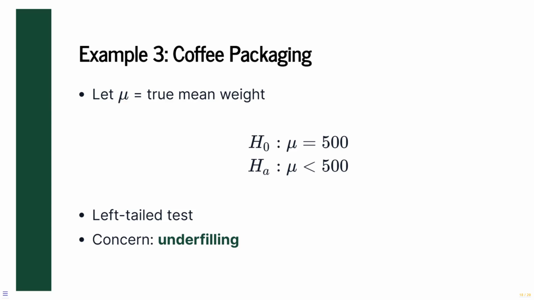Finally, consider a coffee manufacturer that labels packages as 500 grams. If customers suspect underfilling, we define mu as the true mean weight and test mu equal to 500 versus mu less than 500. This is a left-tailed test focused on detecting whether the mean is below the labeled value.